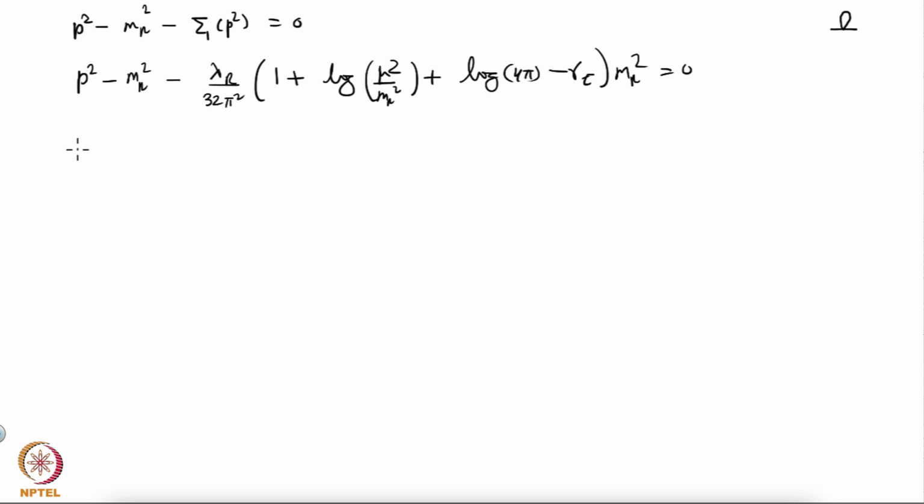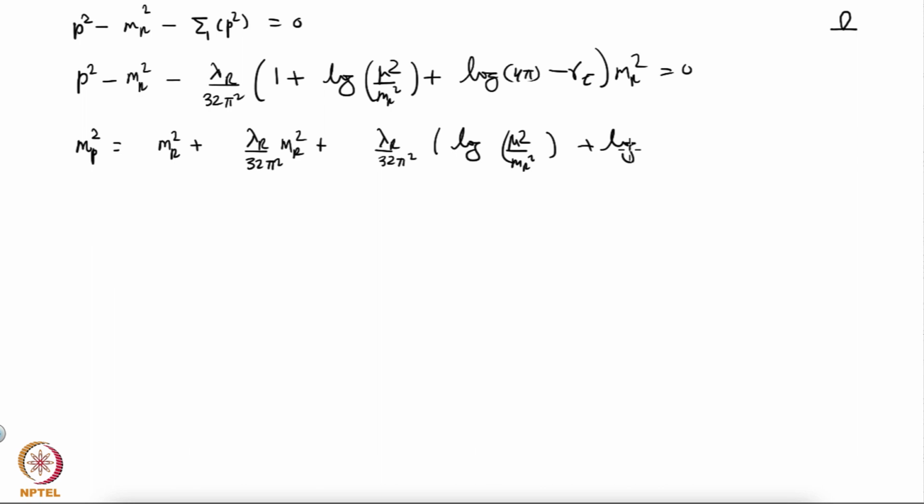And when we solve it, you get that this is 0 for p equal to this object, which means the physical mass m_p square is m_r square plus lambda r over 32 pi square m_r square plus lambda r over 32 pi square log of mu square over m_r square plus log of 4 pi minus gamma_E m_r square. Okay, that's the physical mass.